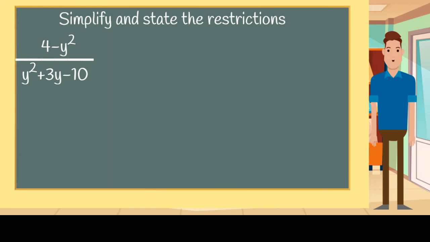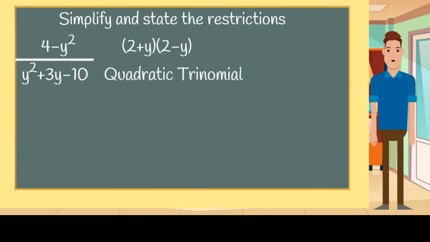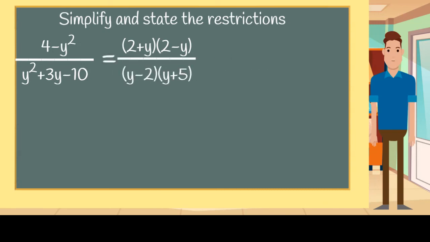4 minus y squared over y squared plus 3y minus 10. The numerator is a difference of two squares. Its factored form is 2 plus y times 2 minus y. The denominator is a quadratic trinomial. Its factored form is y minus 2 times y plus 5.